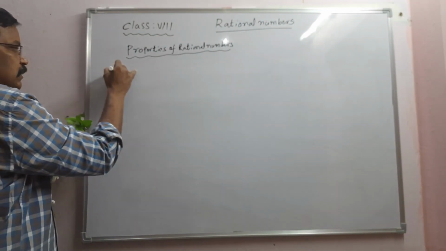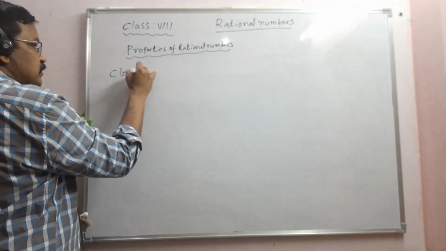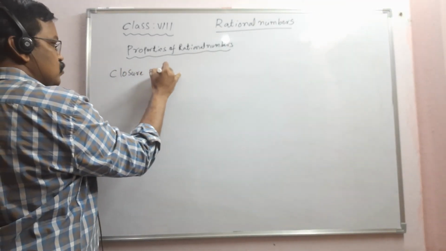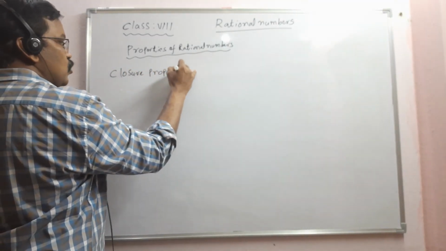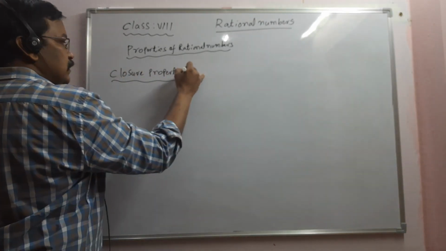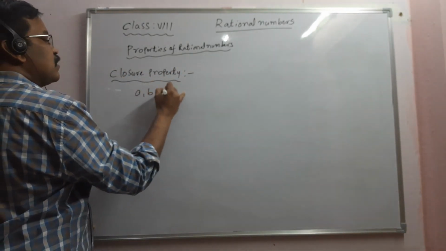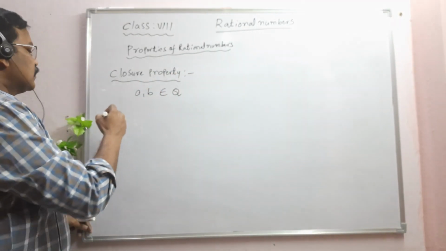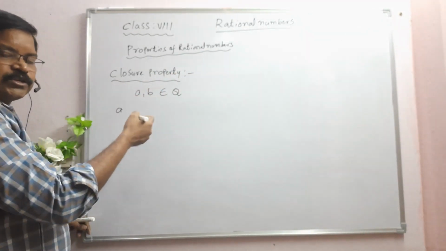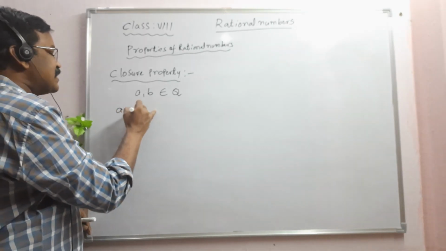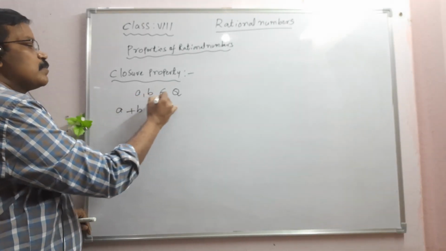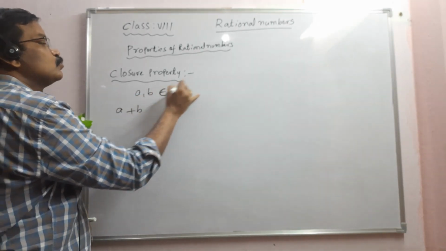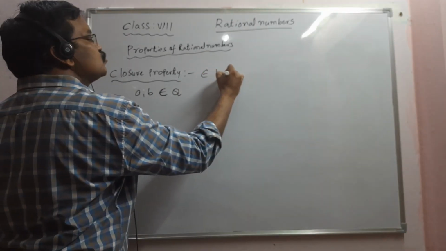The first property is the closure property. What is the closure property? Here I will take any two numbers, a, b belongs to Q. With respect to addition, I am telling a plus b, a comma b, this is the symbol of belongs to.